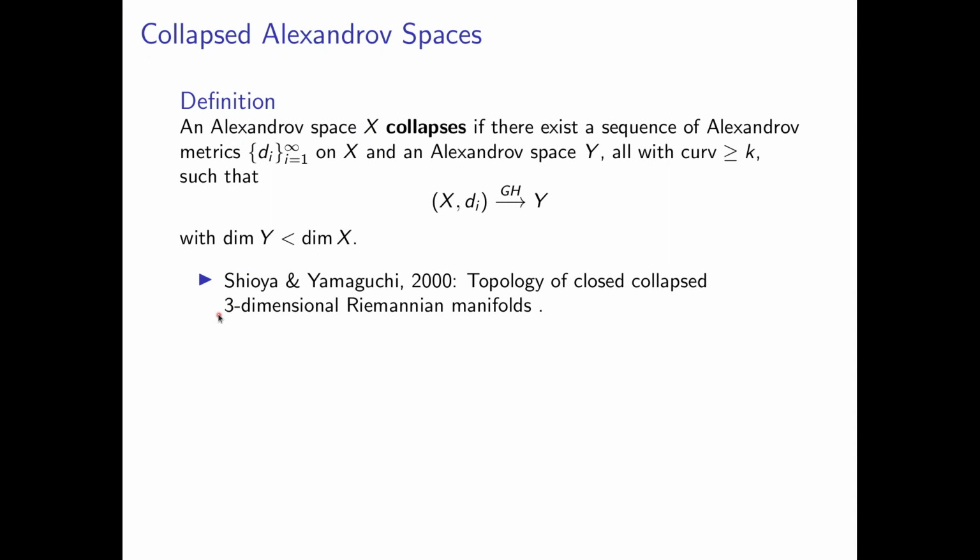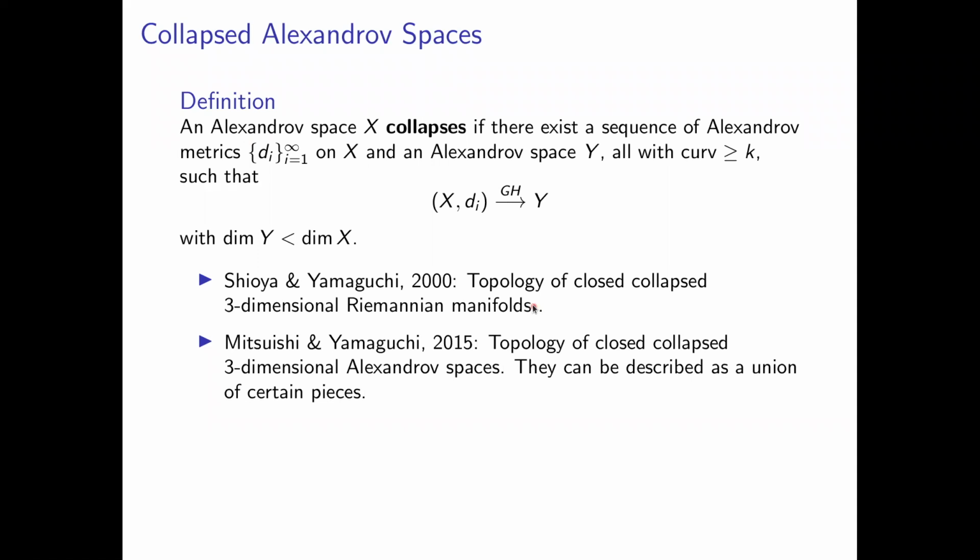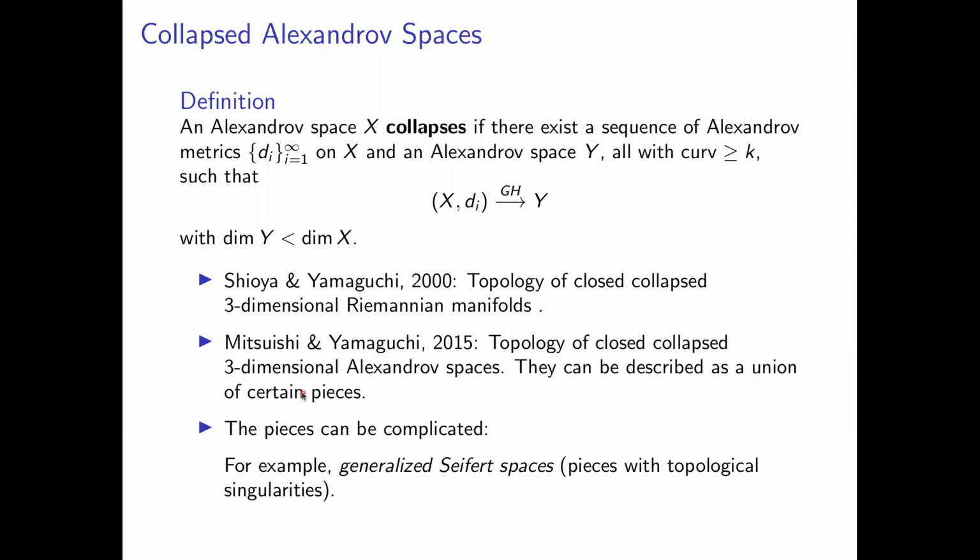But then you can ask, what can we say if we look at Alexandrov spaces instead of Riemannian manifolds? More recently, Mitsuishi and Yamaguchi studied the topology of closed collapsed 3-dimensional Alexandrov spaces. They can be described as a union of certain pieces, but the pieces can be complicated. For example, one can get something called generalized Seifert spaces. These are pieces with topological singularities, so they have points where a neighborhood of that point looks like a cone over RP2.